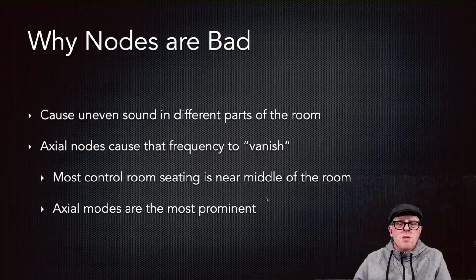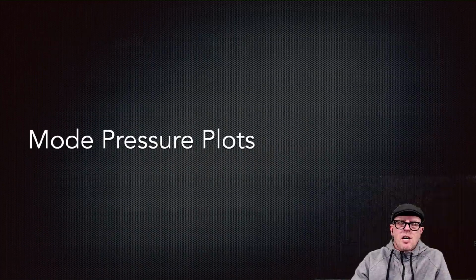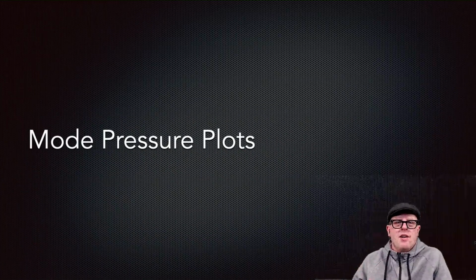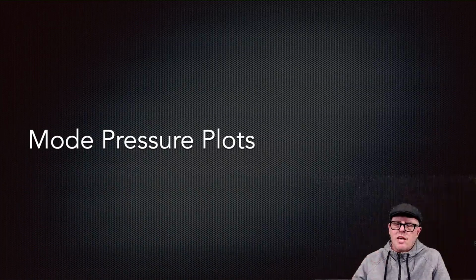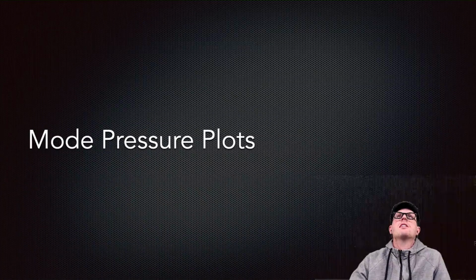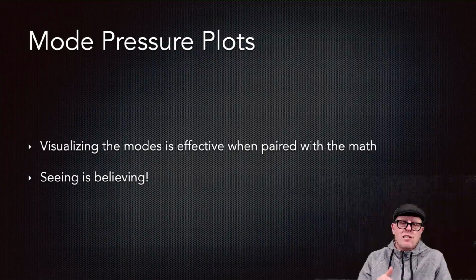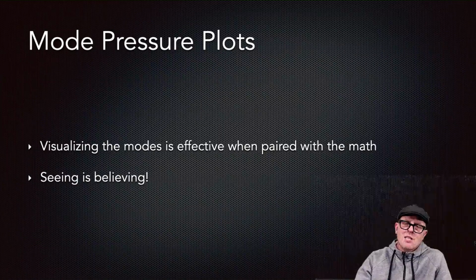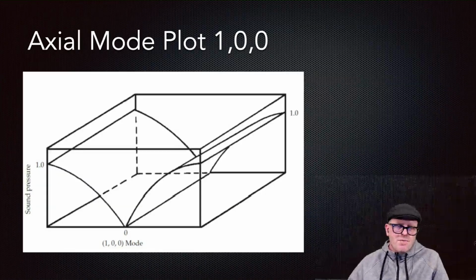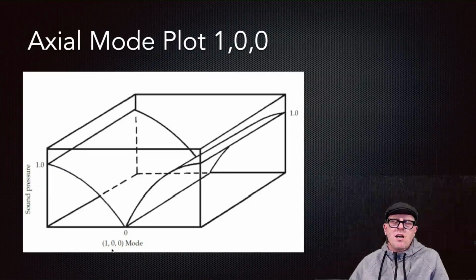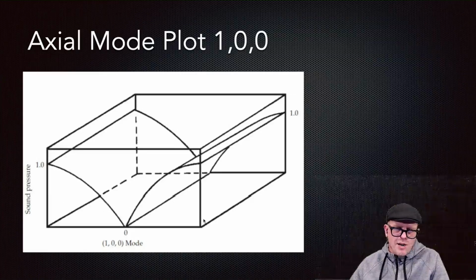Axial modes are the most prominent, as I keep saying. So let's plot this out and talk a little more about what this looks like. Visualizing the modes is very effective when paired with the math. Seeing is believing. What we have here is what we call the 100 mode, and we already kind of talked about this. This is the P, Q, and R. This is the mode, and what we're looking at is in this axis right here.